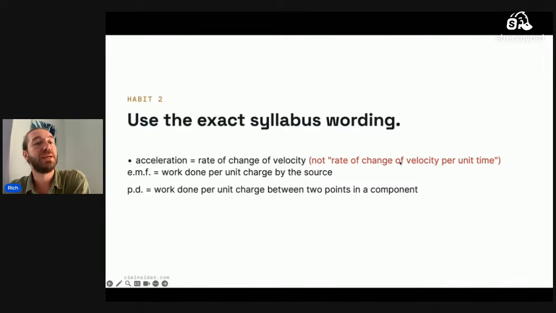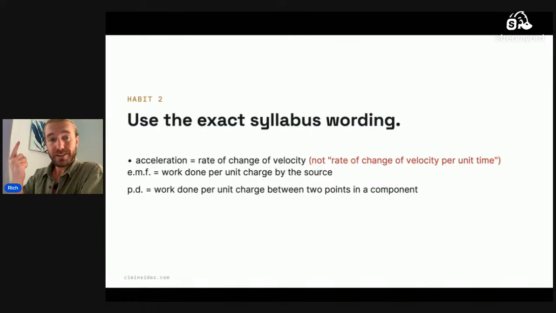Whereas PD, potential difference, is not a potential rise, it's not where the energy is being given to the circuit or the charge in the circuit. This is the work done per unit charge between two points in a component or in a circuit. So potential difference is specifically the charges doing work. That means that they are losing energy, as opposed to gaining it with EMF.